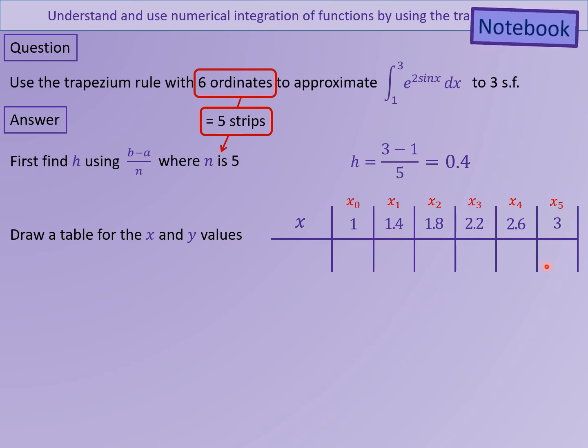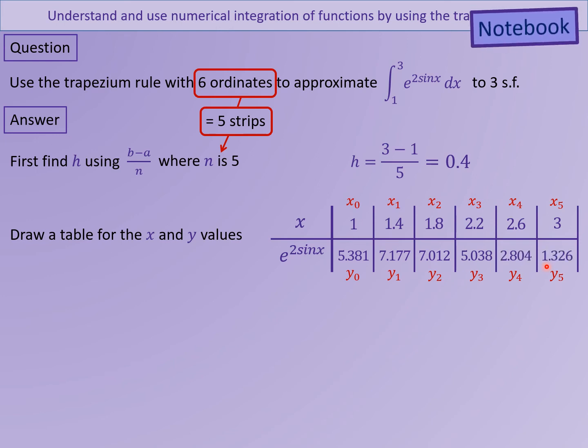We're now going to use the function e to the 2 sine x, substituting in each of those x values to give us y. So here we have the y values. As I previously mentioned, if you're going to be giving your answer to, for example, 2 decimal places, you would always do your working out to 4 decimal places and so on. Always use slightly more decimal places or significant figures than the final answer.